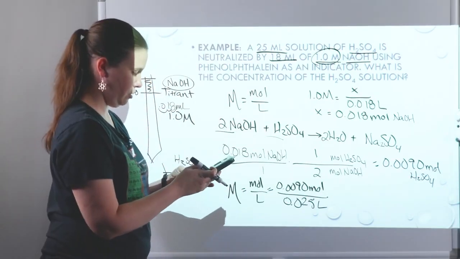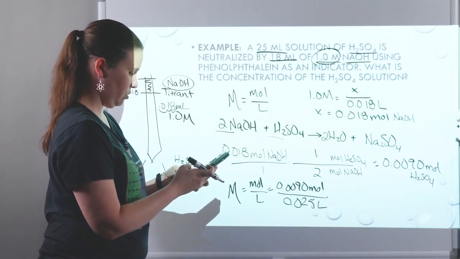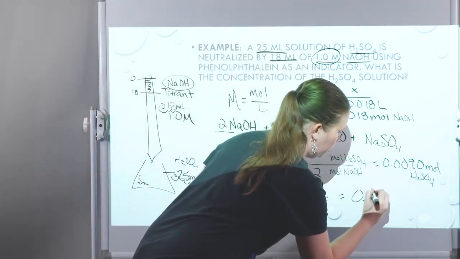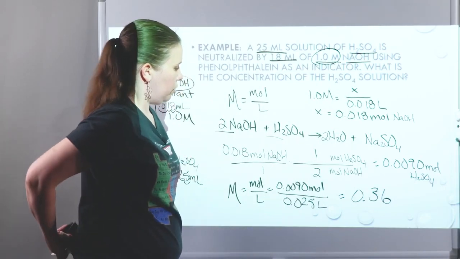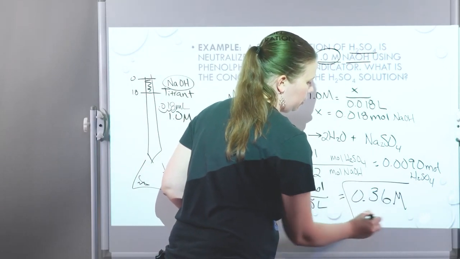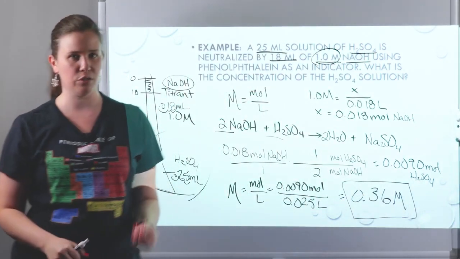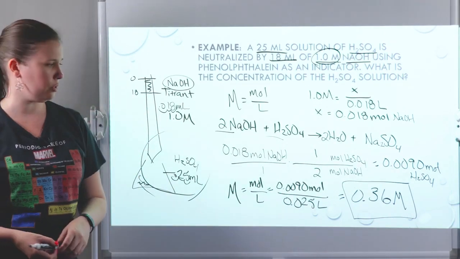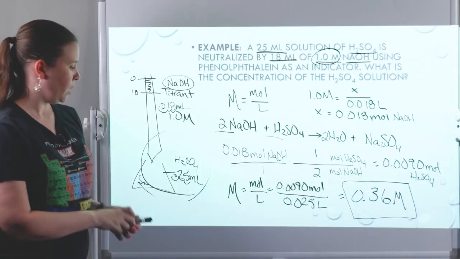I don't know that off the top of my head, 0.009 divided by 0.025, we get 0.36. Again, with 2 significant figures from each part. Now, because I was solving for molarity, the units are capital M. And that is the final answer. I now know the concentration of my sulfuric acid, which means I have standardized the sulfuric acid solution. I know its concentration is 0.36 molarity.